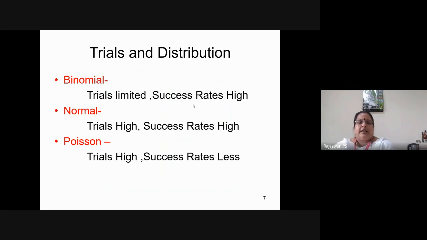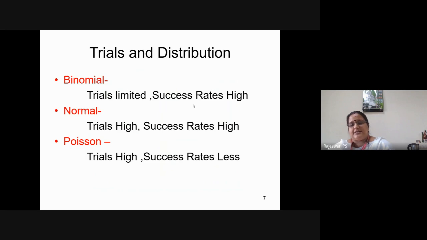If I'm permitting you to run something, and you have a very good success rate, then you will get a curve called the binomial curve. When I'm giving you so many trials where your success rate is very high, you will end up with a normal distribution. Jayanti, your question is answered here. Am I correct? Yes, ma'am.